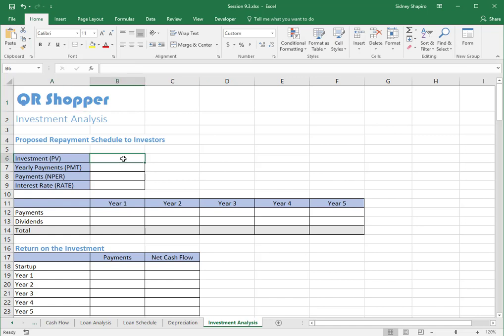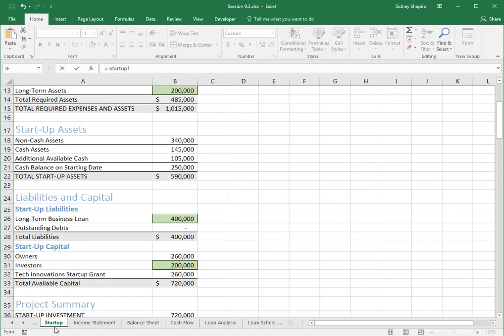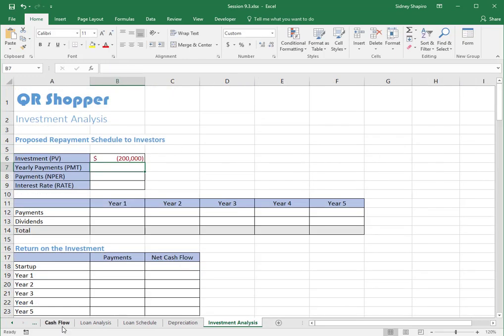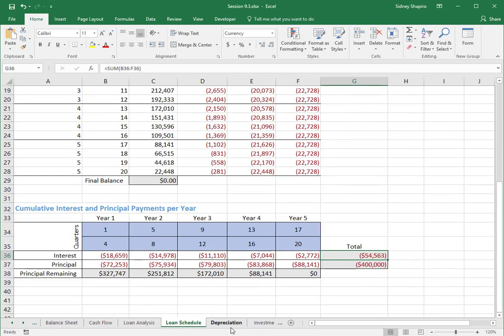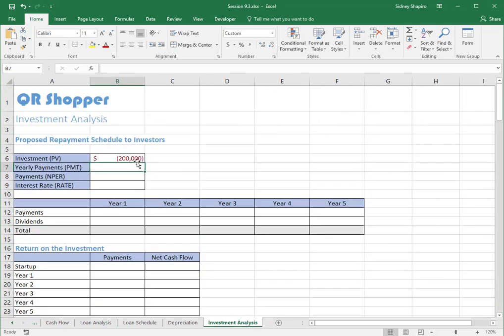Okay, so let's go to B6 and we'll type equals minus. You'll remember that the reason why we do this is because we want to flip the negative value. We'll go to the startup worksheet and we're going to click on cell B31 and hit enter. Okay, so we take that $200,000 positive cash flow that's coming into the company, right? And we're going to put it in as a negative because that is the investment. Okay, so the formula displays it as negative 200,000.